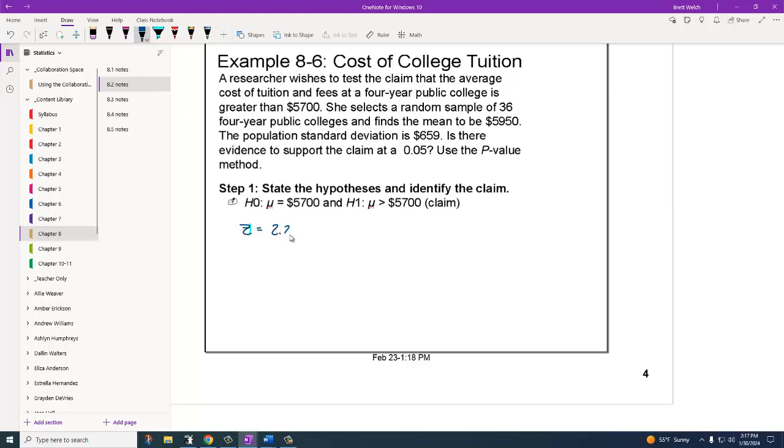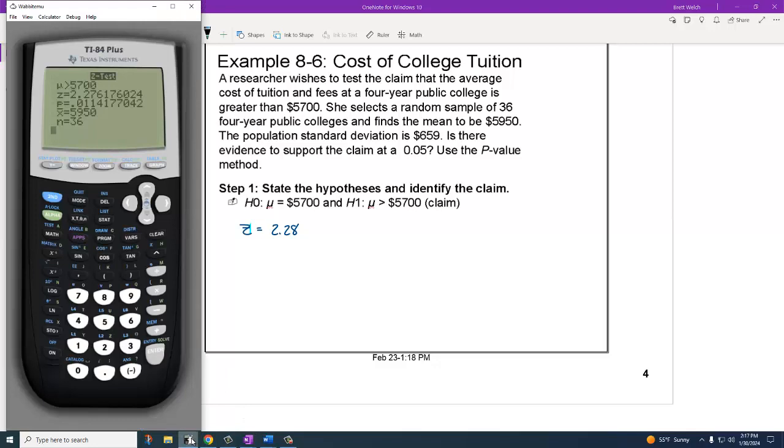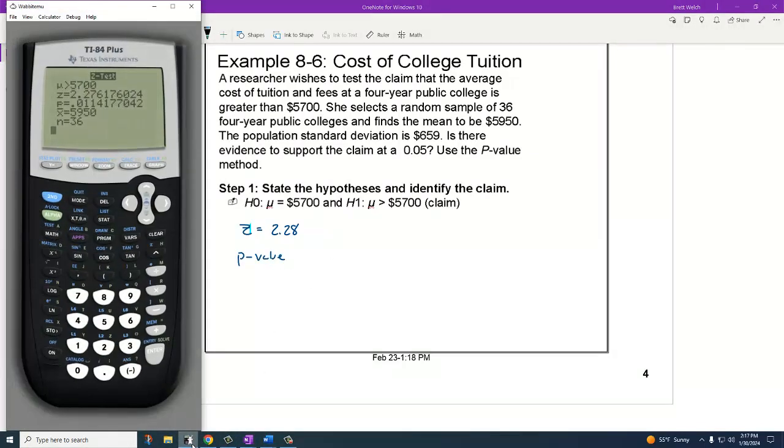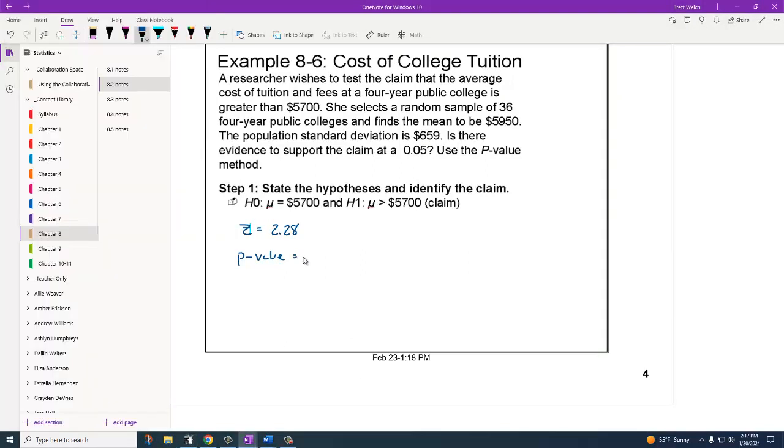Z equals 2.28. But that doesn't really help me. What I really want is the p-value. And the p-value on this problem is listed as 0.011. Now, if we're using an alpha of 0.05, you can see how this 0.011 is less than alpha. Therefore, we are going to reject the null hypothesis.